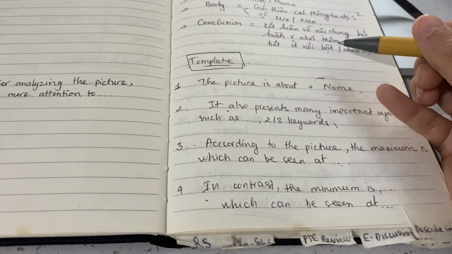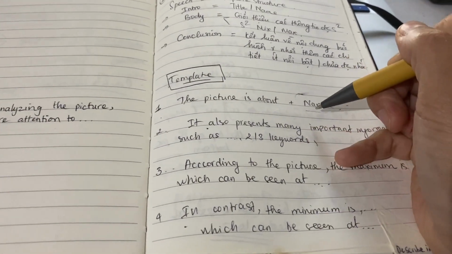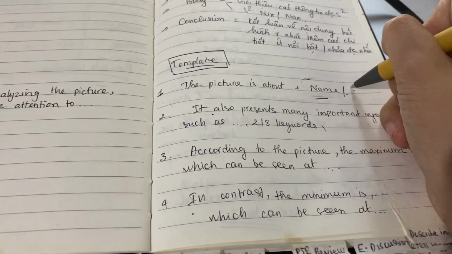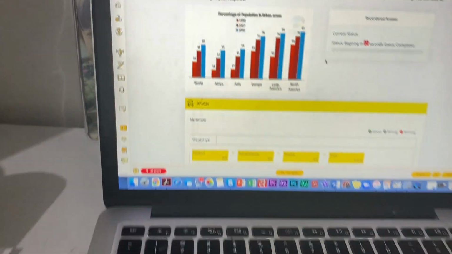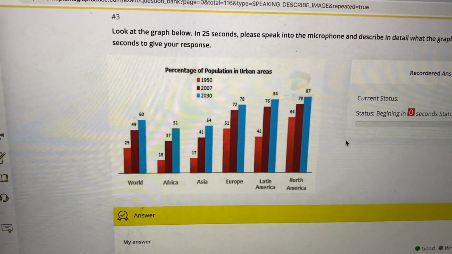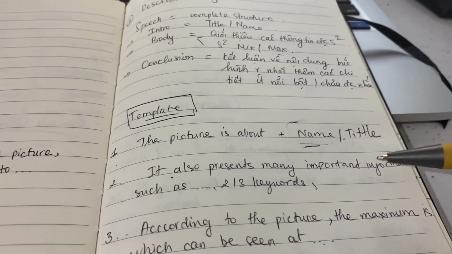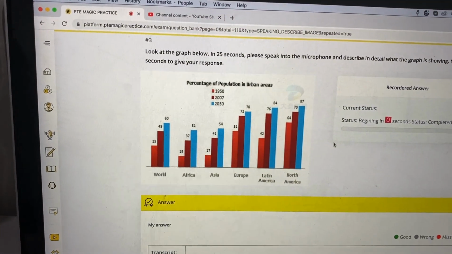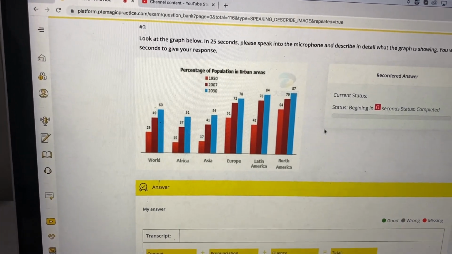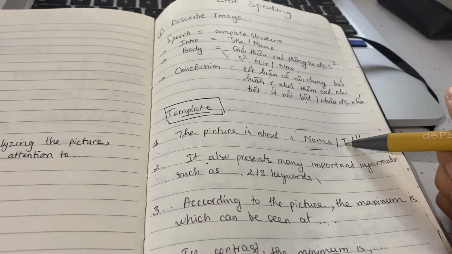So I'll explain this template. This is the introduction: the picture is about, plus the name, or to be exact, the title. So this is the title of this picture, percentage of population in urban areas. What I say in the introduction is, the picture is about percentage of population in urban areas. Easy, right? So that's sentence number one.